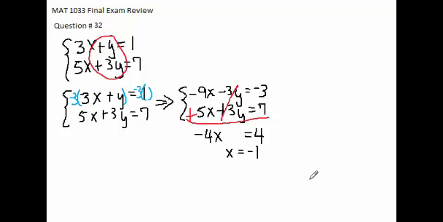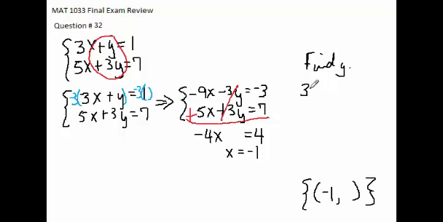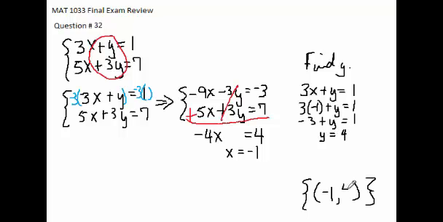It's half of the solution set. The solution set is an ordered pair where the two lines cross, and the x coordinate of that ordered pair is negative 1. To find y, I would use x equals negative 1 in any equation. So I'll just go with the original first equation. I'm going to plug in a negative 1 for x. That's negative 3 plus y equals 1, and then y is equal to 4.